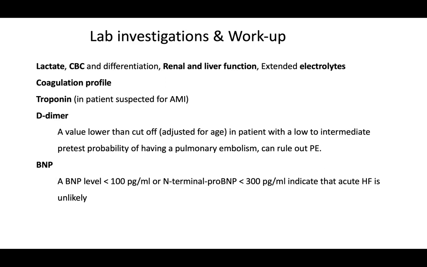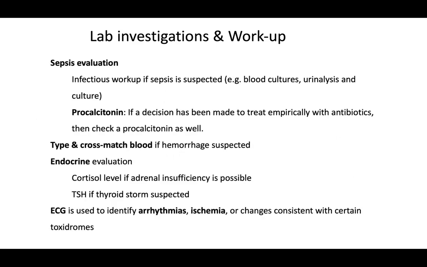The BNP of less than 100 pg per ml or an NT-proBNP of less than 300 indicates that acute heart failure is unlikely. So these we have to do for exclusion, that is, even if the sensitivity is low, the specificity is high. So we have to undertake such investigations.